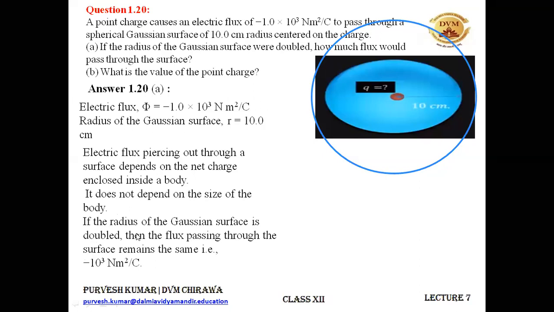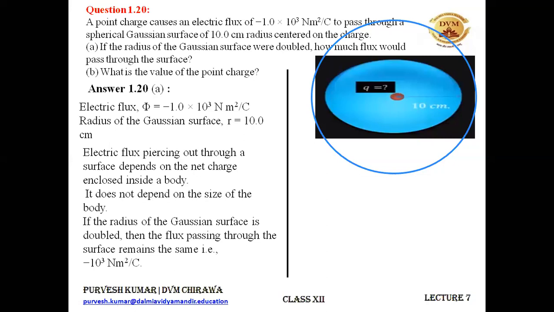Why I have written minus 10 to the power 3? Because it is minus 1.0, 1 multiplied by something is the same value. Okay. So the dimensions of the Gaussian surface have no effect on the flux related with the Gaussian surface. It is only the charge that is enclosed by the Gaussian surface that counts. Okay. Now let's move towards the second part. What is the value of this point charge? We need to calculate the value of this point charge.